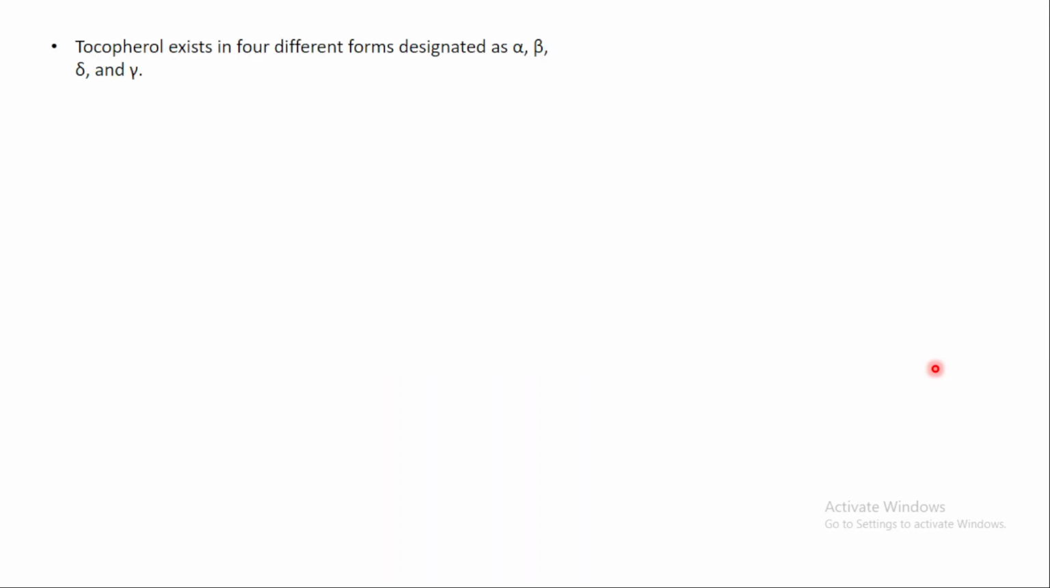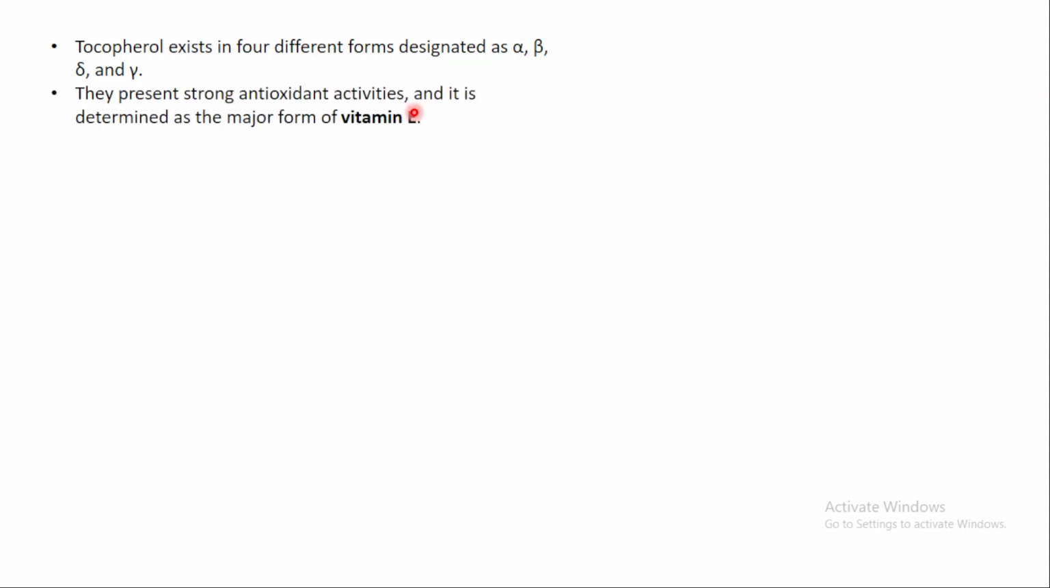So let's see what tocopherol is and how vitamin E looks. Tocopherol exists in four different forms designated as alpha, beta, delta, and gamma. They present strong antioxidant activities, and it is determined as the major form of vitamin E. The main function of tocopherol or vitamin E is to act as an antioxidant, to protect our body from reactive oxygen species. And the major form of vitamin E is known as tocopherol.